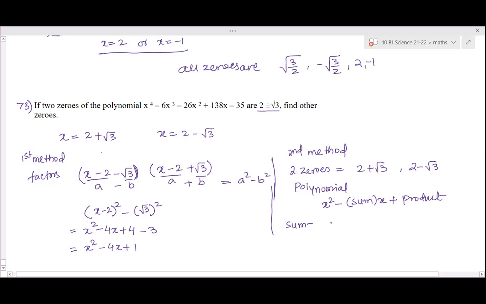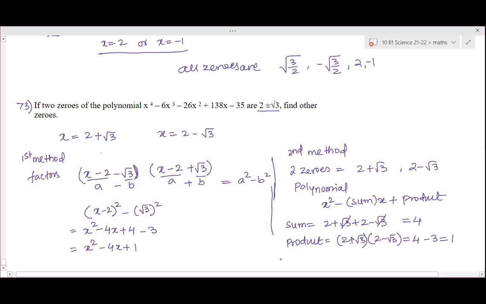2 plus root 3 plus 2 minus root 3 is 4. So minus root 3 plus root 3 cancel. Sum is 4. And what is the product? 2 plus root 3 into 2 minus root 3. So it is (a plus b) into (a minus b): 4 minus 3, which is 1.